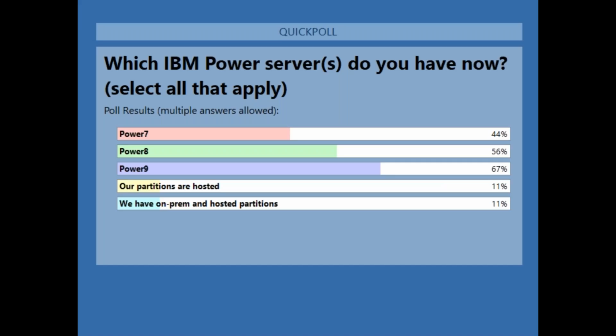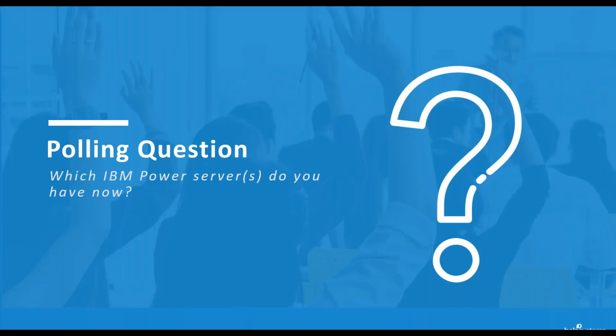All right, let's share the results. This is interesting. Okay, we've got 44% with Power 7, 56% with Power 8. Of course, this is a multiple choice, so the numbers might not add up to exactly 100. But looks like we've got two-thirds with Power 9, 11% hosted, and 11%, same number, on-prem and hosted. So interesting numbers. I guess this would be called fuzzy math if you're trying to get to 100%. Wow, that is interesting.